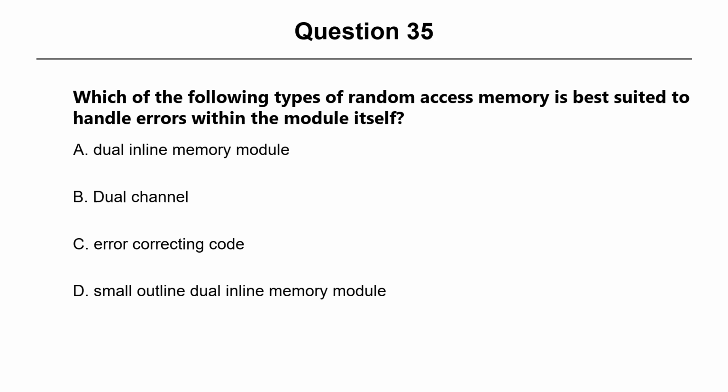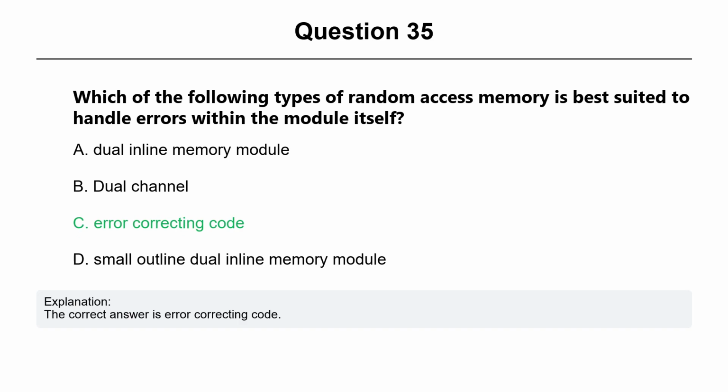Question 35. Which of the following types of random access memory is best suited to handle errors within the module itself? Option A, Dual Inline Memory Module. Option B, Dual Channel. Option C, Error Correcting Code. Option D, Small Outline Dual Inline Memory Module. The correct answer is option C, Error Correcting Code.